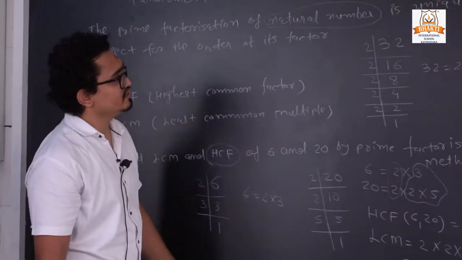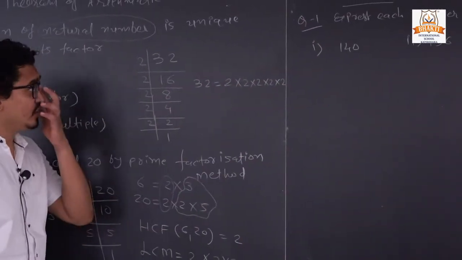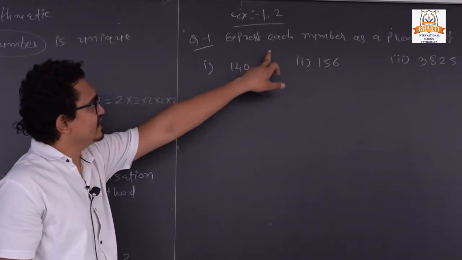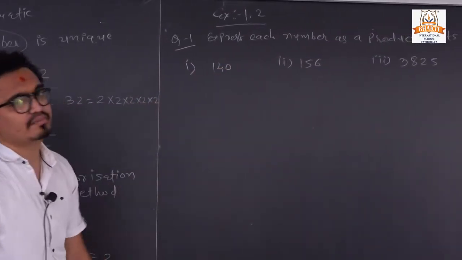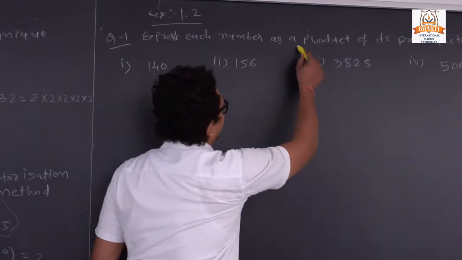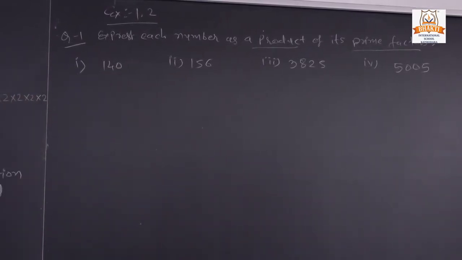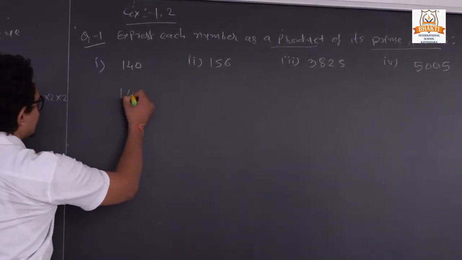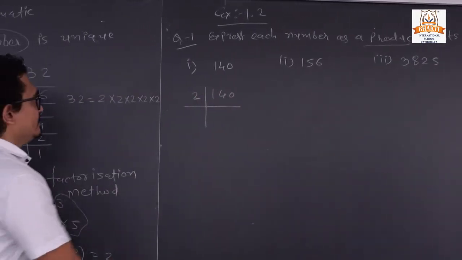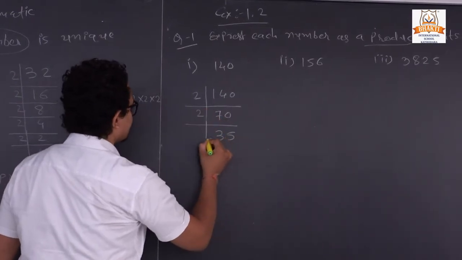Now we are going to start our exercise number 1.2. In 1.2, question number 1 is: express each number as a product of its prime factors. It means we need to find the product of prime factors. The first question is 140. Once again we use prime factorization. It is divisible by 2, so here we have 70. Once again divisible by 2, so here we have 35.